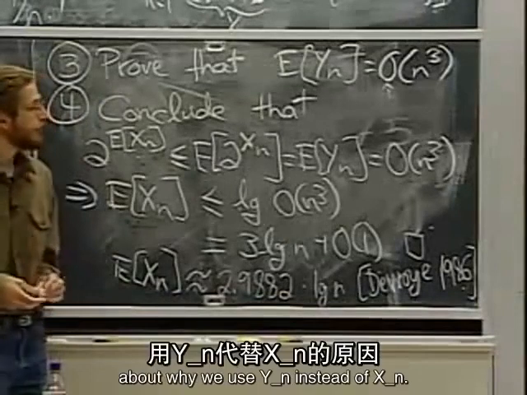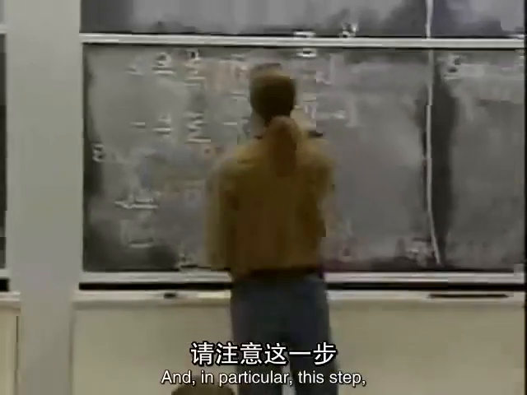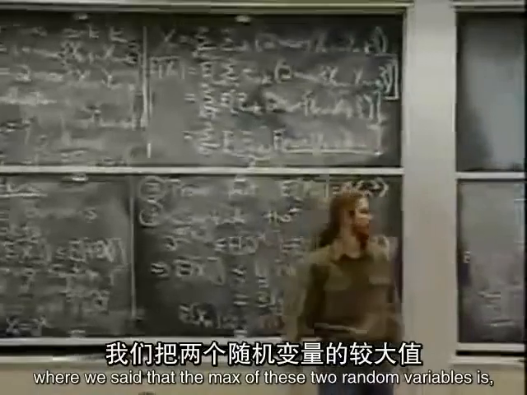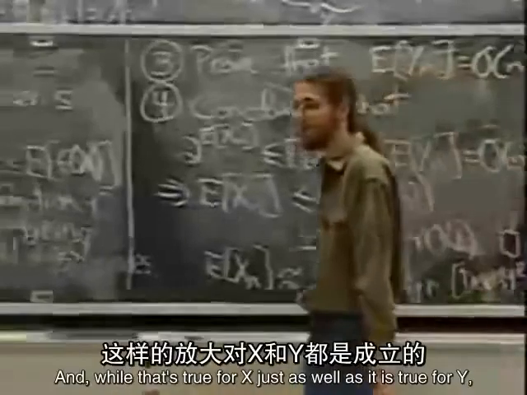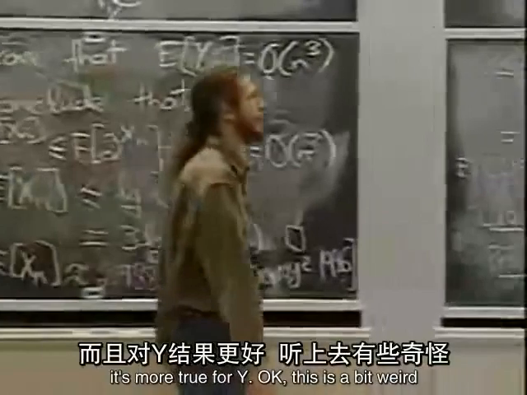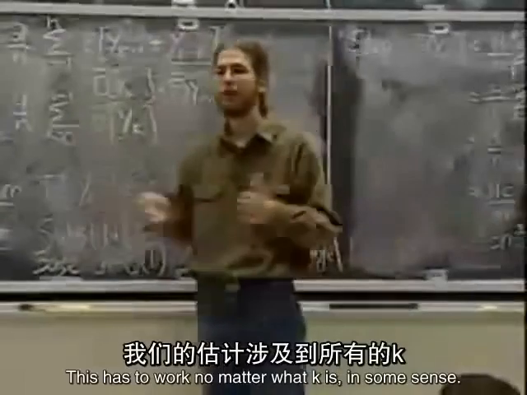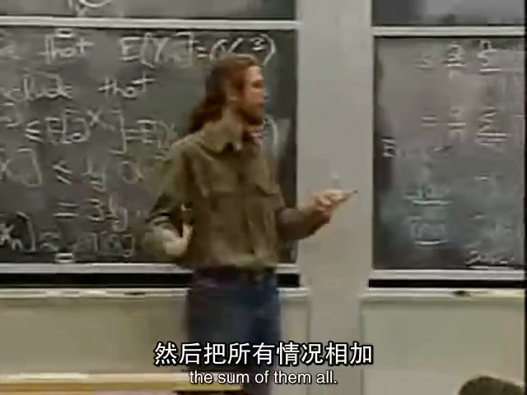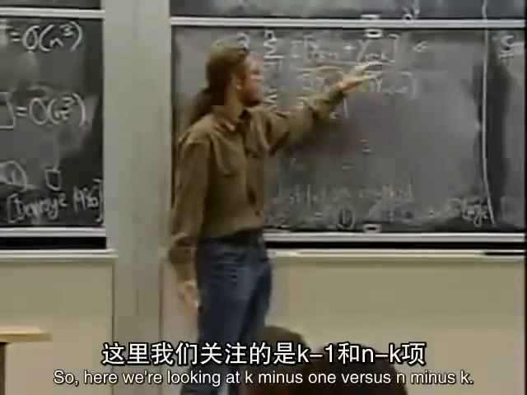Right, I should say a little bit more about why we use yn instead of xn. And it's all about the sloppiness. And in particular, this step, where we said that the max of these two random variables is at most the sum. And while that's true for x just as well as it is true for y, it's more true for y. Okay, this is a bit weird. Because remember, what we're analyzing here is all possible values of k. This has to work no matter what k is, in some sense. I mean, we're bounding all of those cases simultaneously, the sum of them all. So here we're looking at k minus 1 versus n minus k.